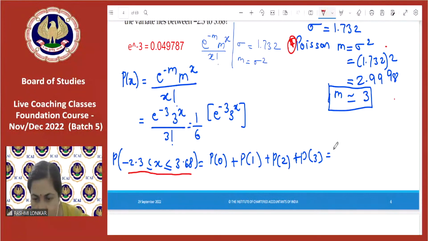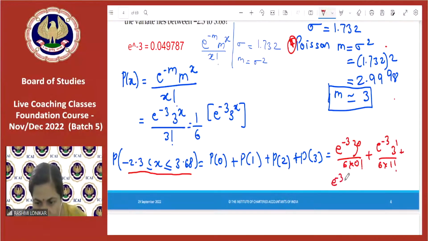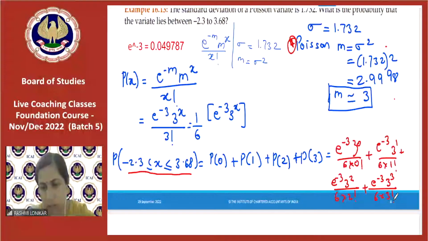So this will be equal to e raised to minus 3, 3 raised to 0 upon 0 factorial, plus e raised to minus 3, 3 raised to 1 upon 1 factorial, plus e raised to minus 3, 3 square upon 2 factorial, plus e raised to minus 3, 3 raised to 3 upon 3 factorial. Okay, so this is how you are supposed to do it.